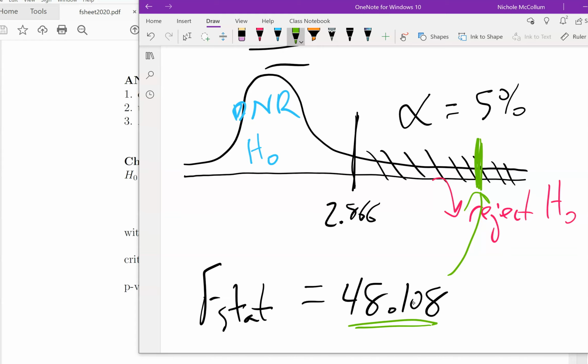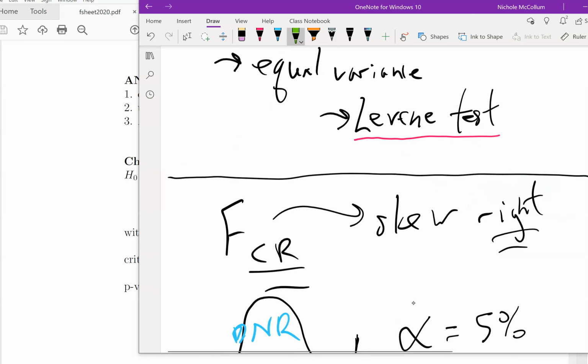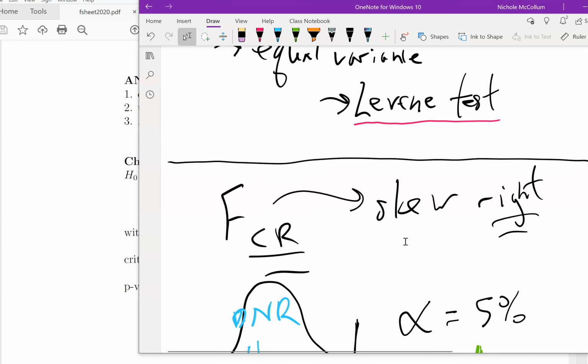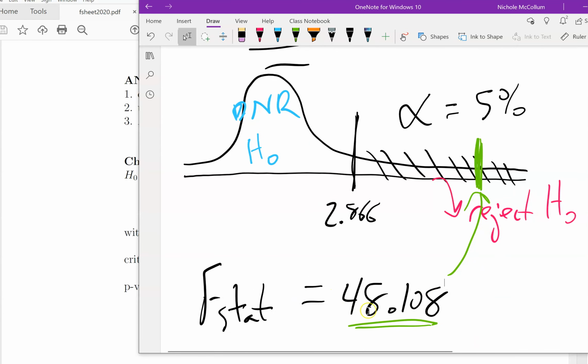I now know I have evidence to support that one of those averages is different. I'm not sure which one it is, but I do know one of those averages is different. My hypothesis was all are equal. Given this rejection region and given my statistic, I now have evidence to support the fact that one of them is different. More might be different, but at least one of them is different.